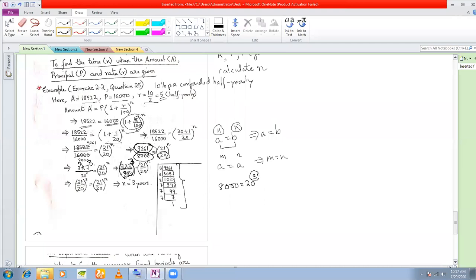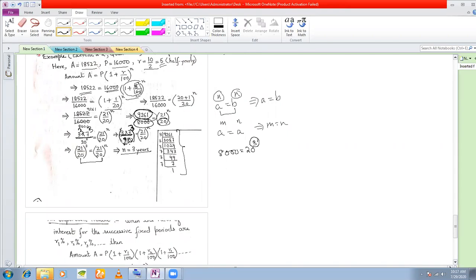So now we see that the bases are the same. 7 into 3 is 21. The bases are the same, which means n must be equal to 3 years. But the problem here is that I have skipped something, so make this change wherever you have taken the note. I should have written this as a power of n by 2, but I have taken only n. So no problem, even if I get n equal to 3 here, I can obviously correct it later on.